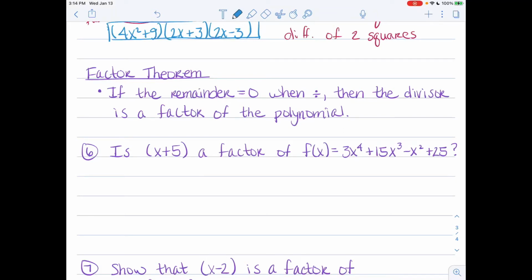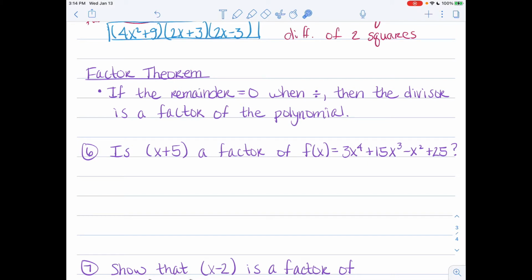When we did polynomial division the other day, occasionally we ran across a case where our remainder was 0, so we didn't have to write remainder over divisor. And there's something special about those polynomials. The thing that's special is if we have a remainder of 0 when we divide, the divisor, that smaller polynomial, is a factor of the bigger polynomial. And so we can use that to our advantage. We will be using that fact a couple more times in this chapter.